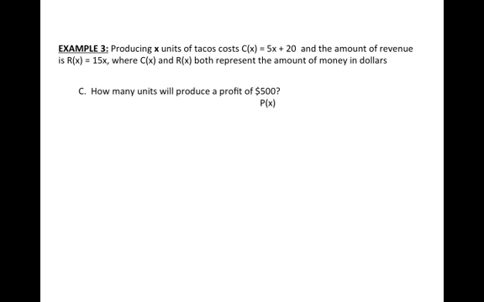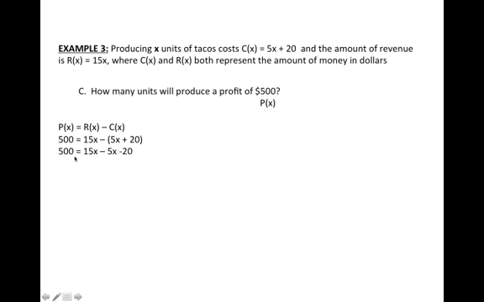So the $500 is our P of X. So we're still using P of X equals R of X minus C of X. So we're going to plug in 500 for P of X. R of X equals 15X. And then we're going to subtract all of the expression for C of X. So minus, and then parentheses, 5X plus 20. That's very important. Then we're going to distribute the minus sign.